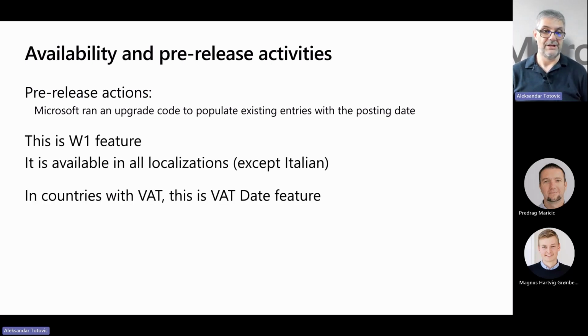Now, what is important here? This feature is a W1 feature, so it means it is available in most of the countries where Business Central is available, except Italy, as Italy already had a similar feature, so in Italy it is postponed a bit.